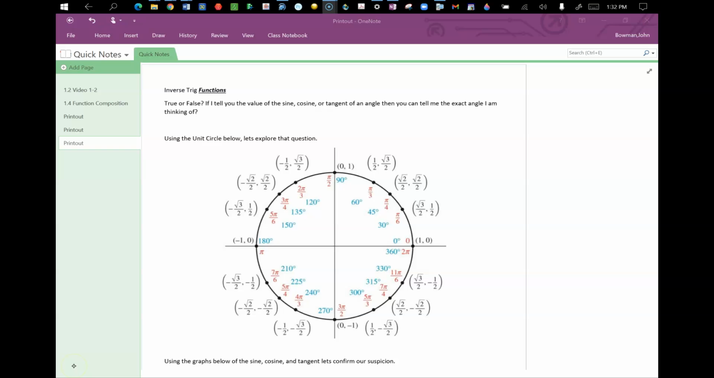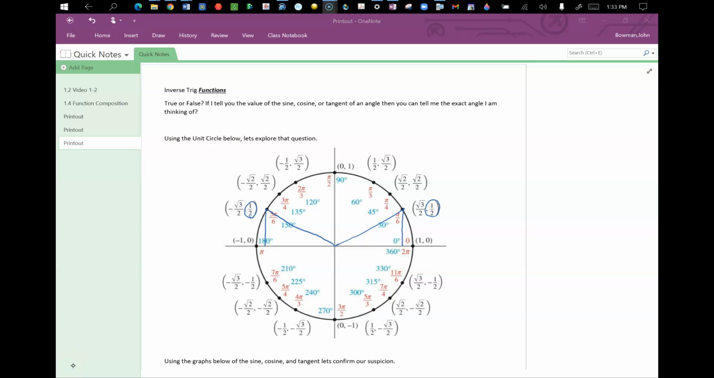To answer that question, let's take a look at a specific sine value. Let's say the sine is equal to 1/2. You're looking at the unit circle and asking yourself, does that specify a particular angle? Well, at an angle of pi over 6 radians in the first quadrant, the sine is 1/2. But it is also true that at 5 pi over 6, the sine is 1/2 as well. So if I tell you the value of the sine, could you tell me the exact angle? The answer is no.